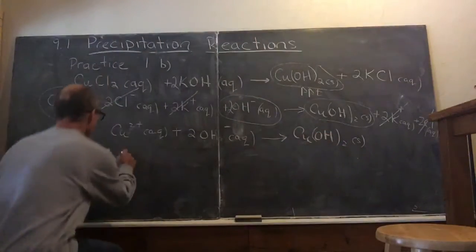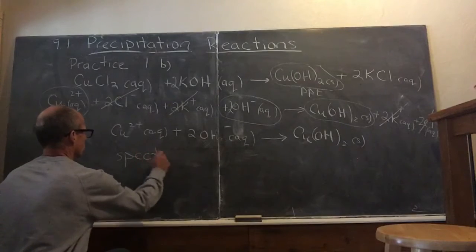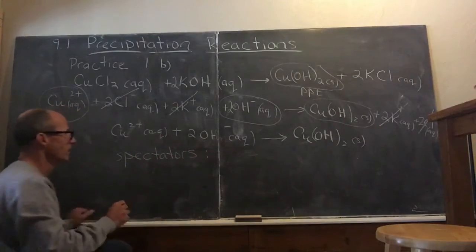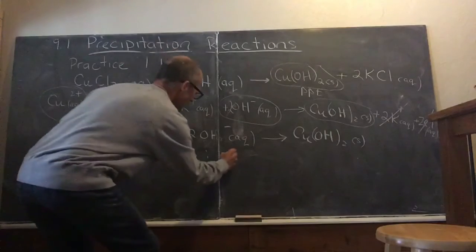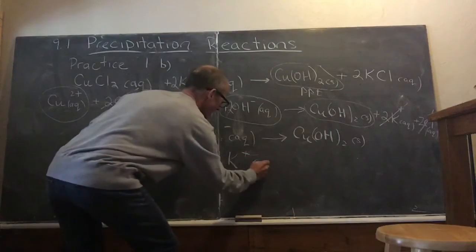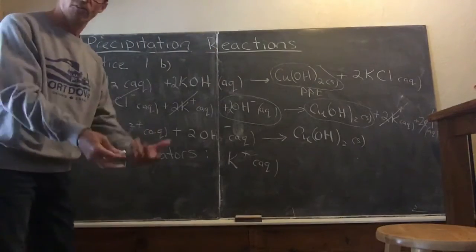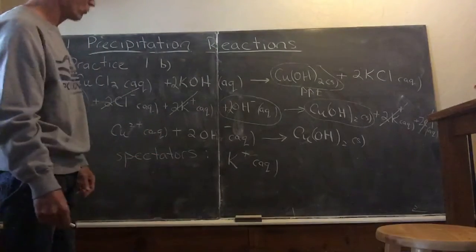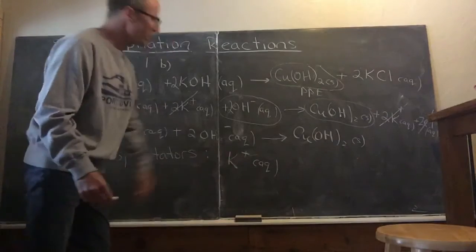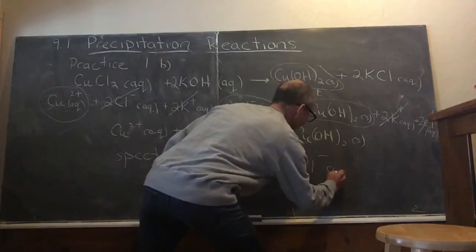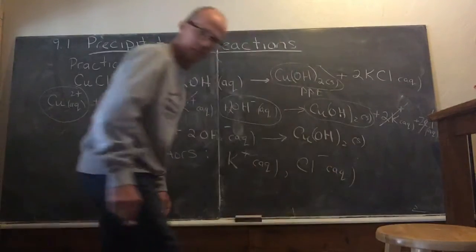And our spectators, like I said, we might have some professional sports coming. We're all hoping for that. In this case, these ions do not take part in the reaction. They go along for the ride, but they really don't do anything. Potassium ion is one, and good old chloride is the other.